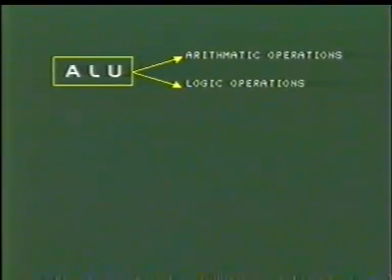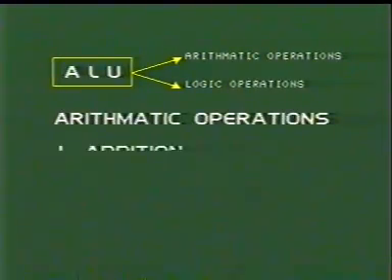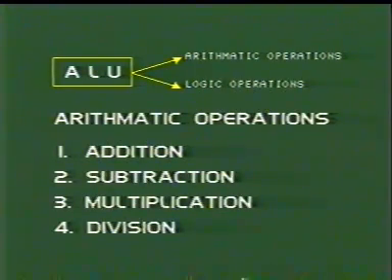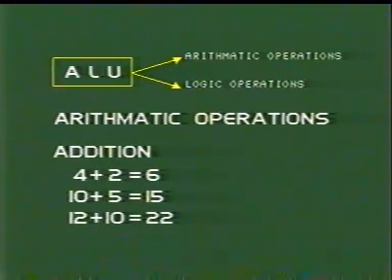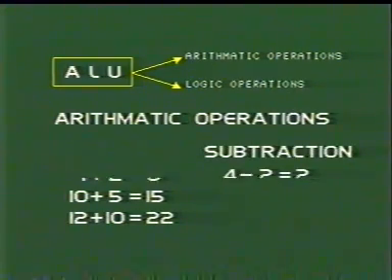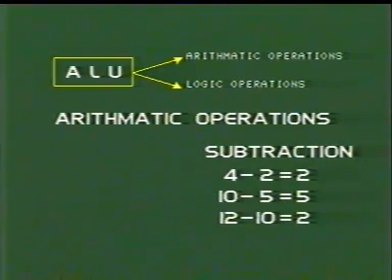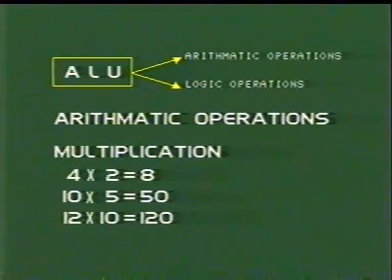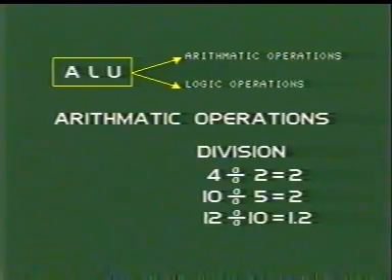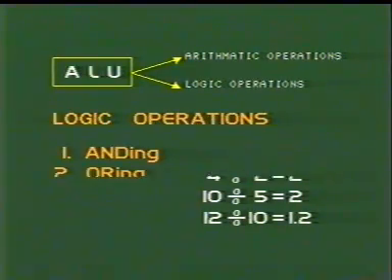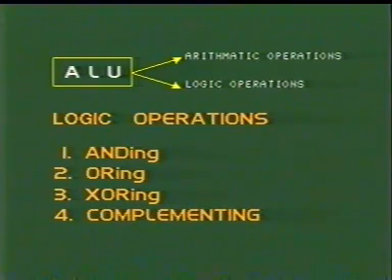ALU does all the arithmetic and logic operations. Arithmetic operations such as addition, subtraction, multiplication and division. Addition in this case is addition of any two numbers. Subtraction is subtraction of any two numbers. And similar is the case for multiplication and division. ALU also does logic operations such as ANDing, ORing, XORing, and complementing.